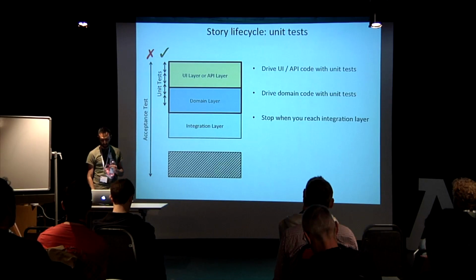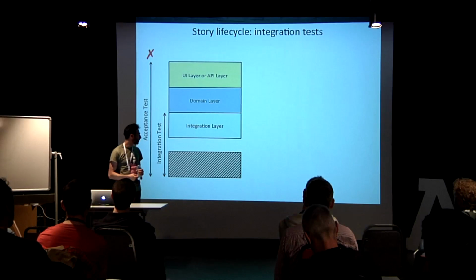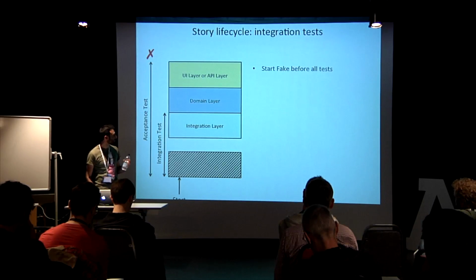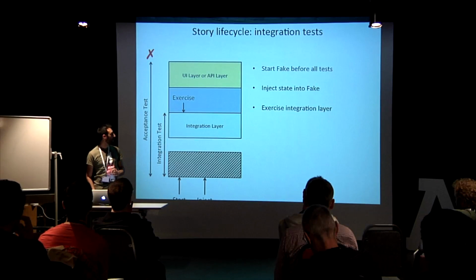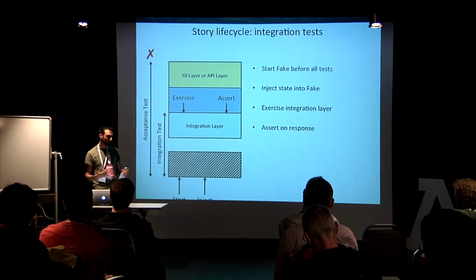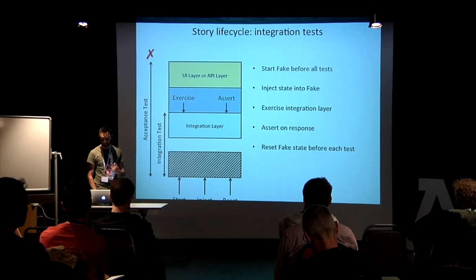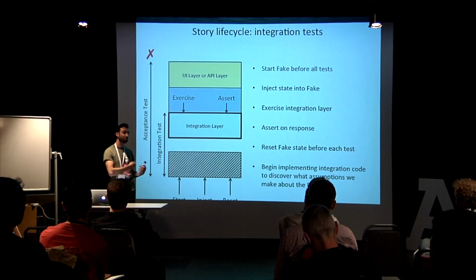At this point, rather than unit testing, you write an integration test across this piece to essentially describe what it is you expect to get back from your integration layer when you call the external system. So again, you start your fake, inject some state that you expect to be in the external system, exercise that integration layer, assert on the response, and reset the state between each test. The first thing you start doing at that point is getting that test passing. You start to implement the integration layer.